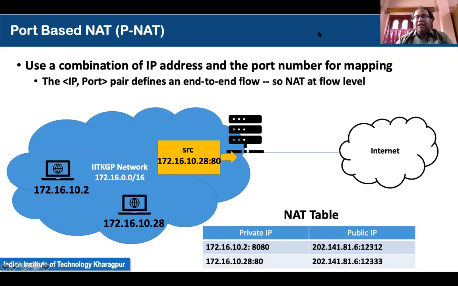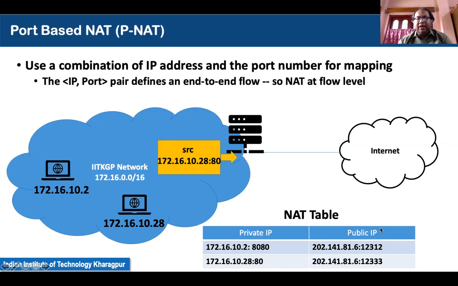So in port-based NAT, whenever a packet is generated and reaches the NAT, it observes the IP address and the corresponding port number. Whenever it makes a mapping in the NAT table, it maps the IP address and port number to a corresponding public IP and port number. So here you see that for the source 172.16.10.28 with port 80, it makes a mapping to 202.141.821.6 with a port of 12333.